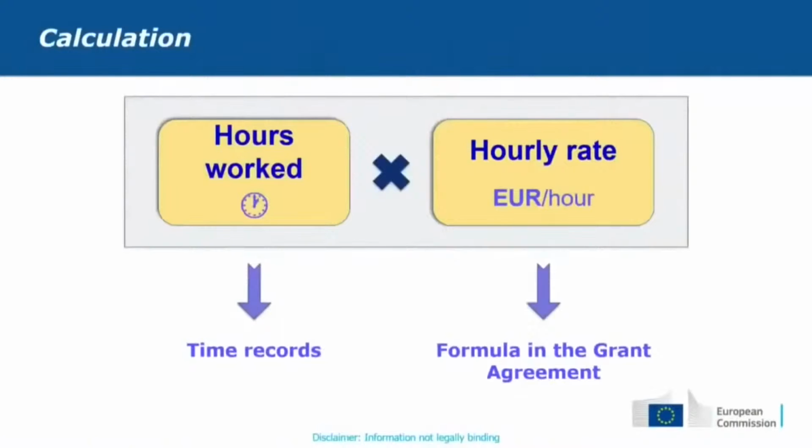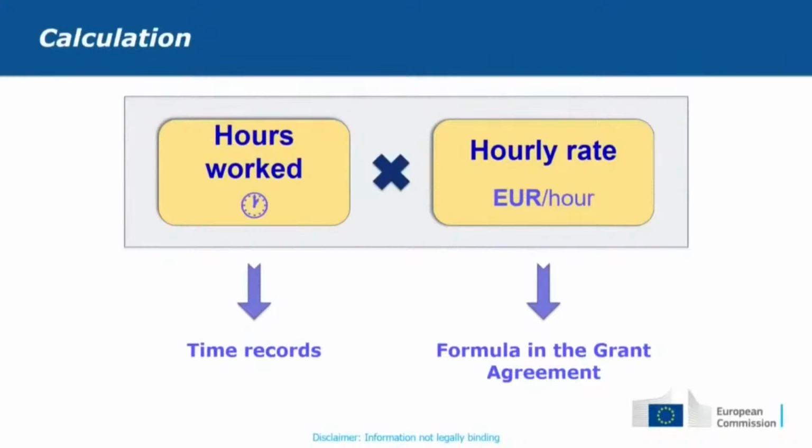And at the basis, it's extremely simple. The logic that you can easily follow is that the personal costs in Horizon 2020 are calculated simply by multiplying the number of hours that the person worked in the project, in the Horizon 2020 action, and for this, you need time records, by an hourly rate, so X euros per hour.